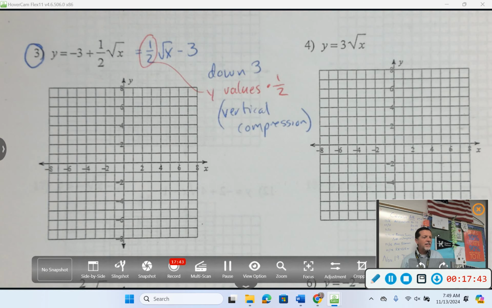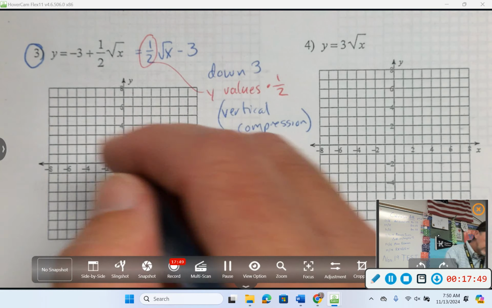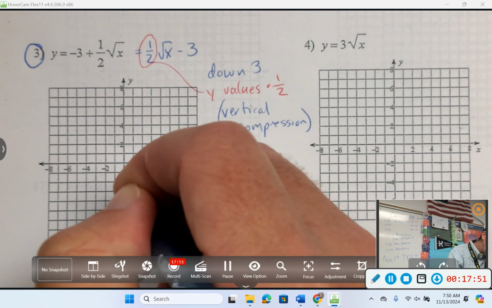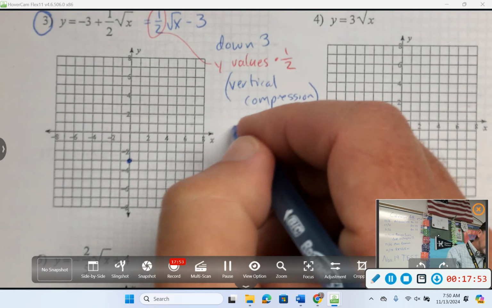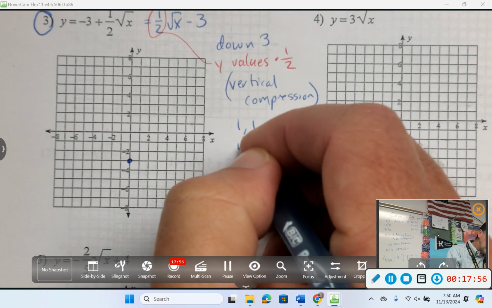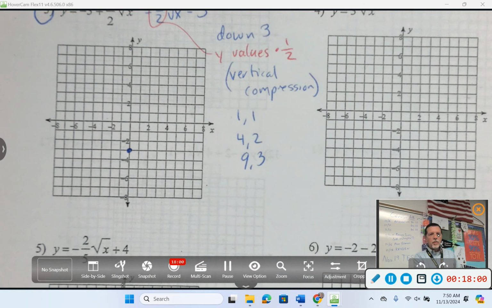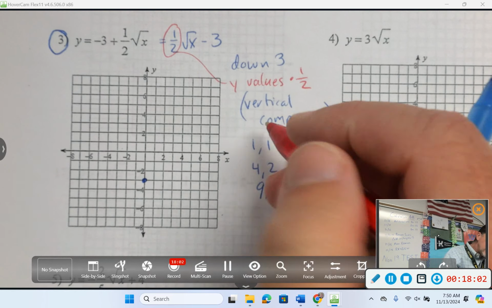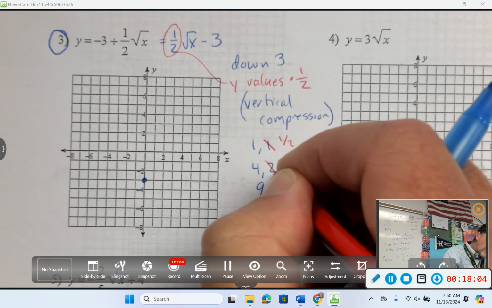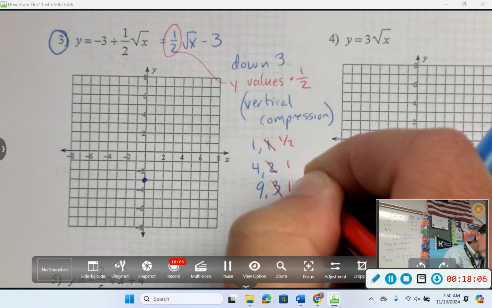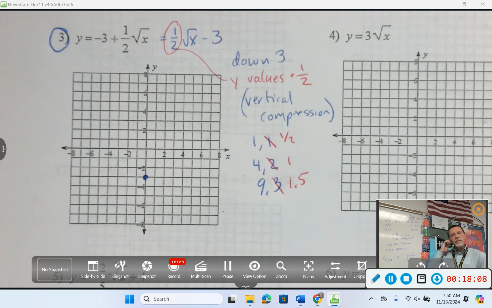Oh, does it ask for that? Yep. State domain and range, but that's not hard. Once you have the picture, no big deal. So down 3, my new starting point. My usual points: 1, 1, 4, 2, 9, 3. But, as Nicole said, we have to multiply the y values by a half to accomplish the squish.